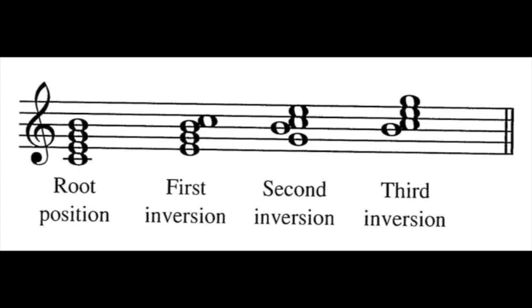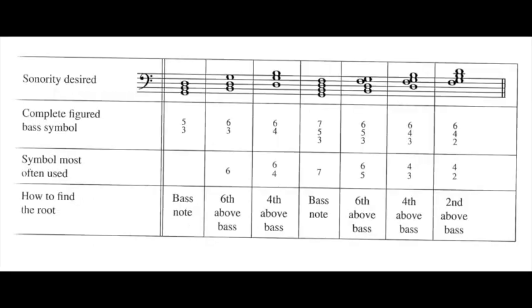Now we're going to move on to inversion symbols and figured bass. In analyzing music, we often use numbers to indicate the bass position of the chords. Instead of using 1 for first inversion, 2 for second inversion, and so on, we use numbers derived from the Baroque system called figured bass or thorough bass.